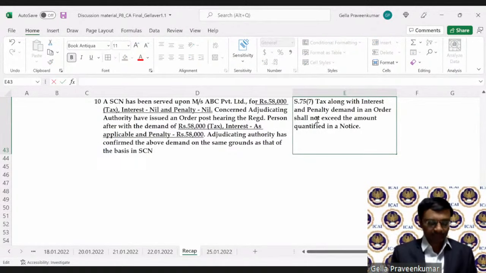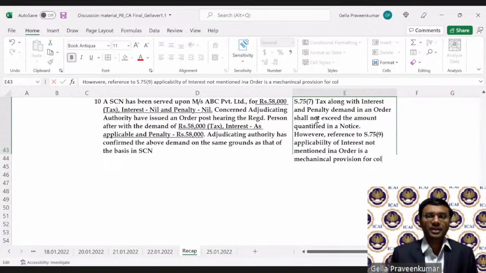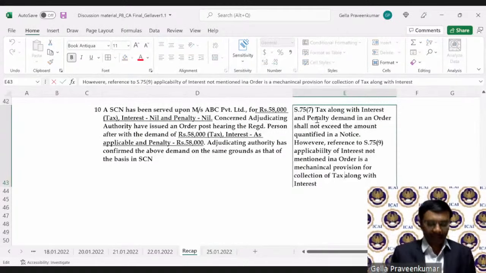Later you will say that, however, with reference to section 75, subsection 9, applicability of interest not mentioned in an order is a mechanical provision for collection of tax along with interest, where tax is not paid.